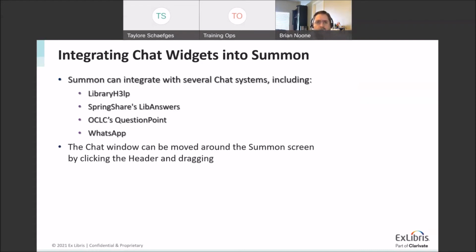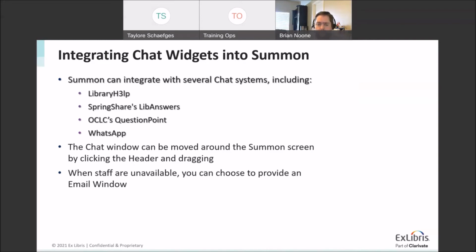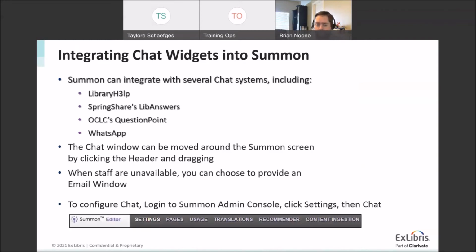So when the users see the chat window, they can move it around on the Summon screen by clicking and dragging the header of the chat box. When staff are unavailable, you can choose to provide an email window. So there's some traditional chat functionality that you'll be able to see right in Summon.